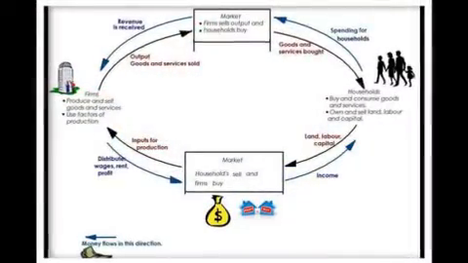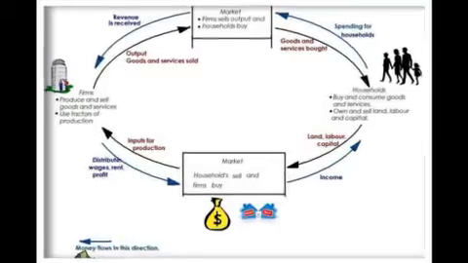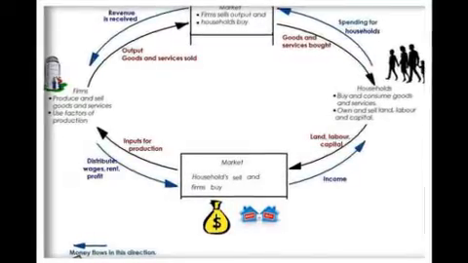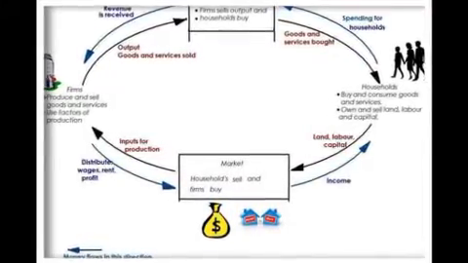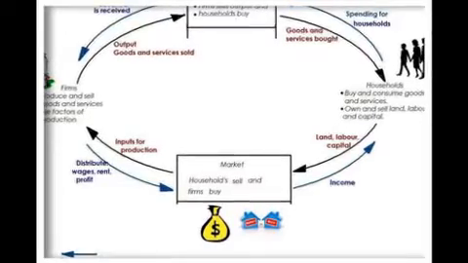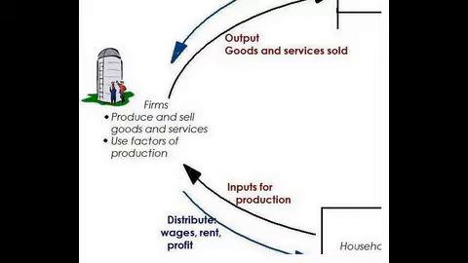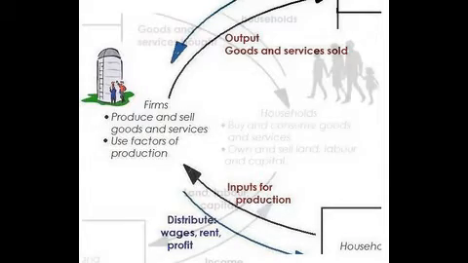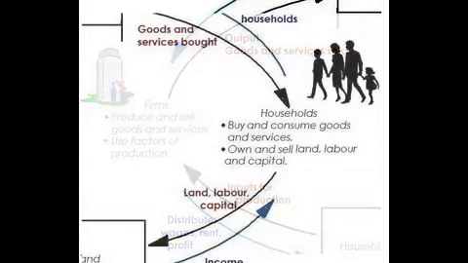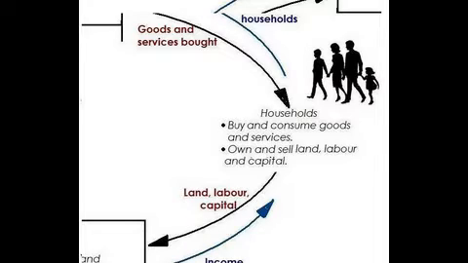On one side of our model, we see firms that produce goods and services. These firms are the sellers of goods and services. They therefore need the inputs of land, labor, capital, and enterprise, the factors of production, to produce goods and services. And on the other side, we have householders who buy these goods and services with the income they earn.